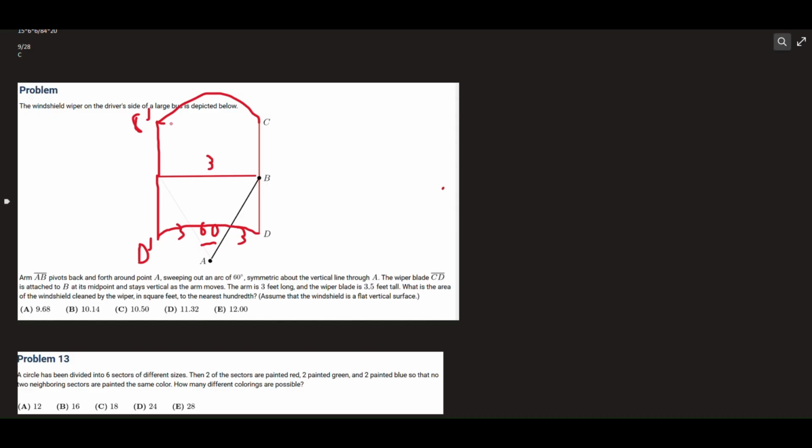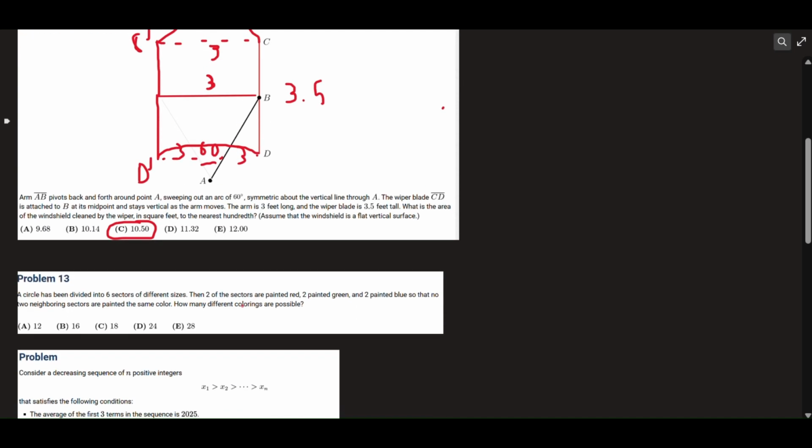So what we can do is draw a dotted line here and draw a dotted line here. And since we know that these two are the same area, we can transform this into a rectangle with a side length of 3, because we know that this value is 3, and we know that the length of the windshield wiper is 3.5. So we have 3 times 3.5, which gives us C, 10.5.